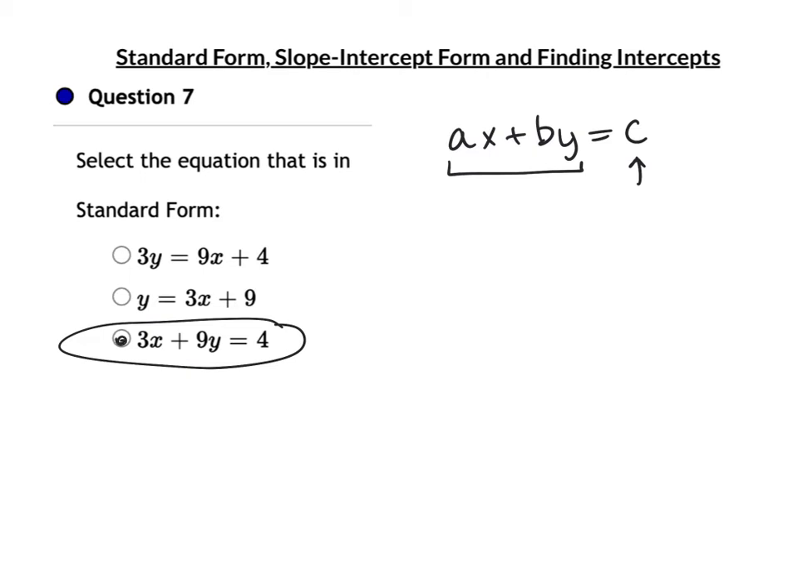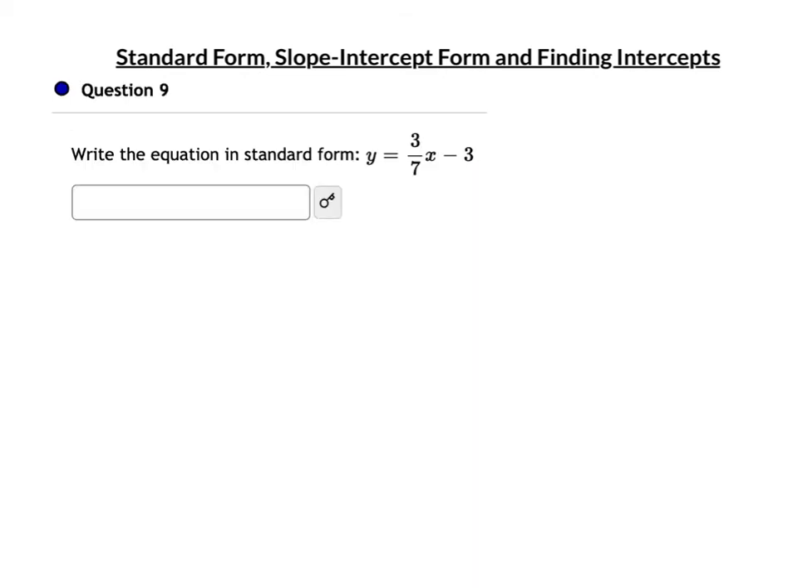The last one has the variables on one side, alphabetically x then y, no fractions, and the number on the other side. That's the constant. I did one like this in the teaching. This is standard form. There are no fractions, and we're looking for ax plus by equals c.